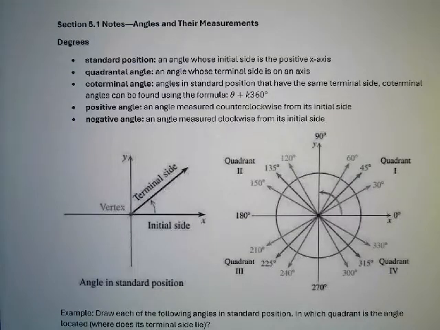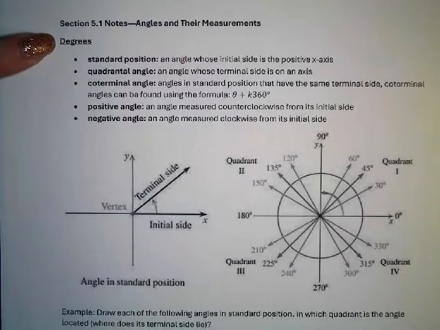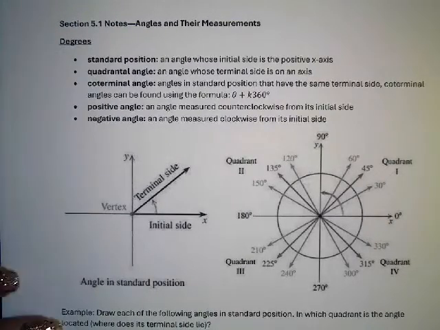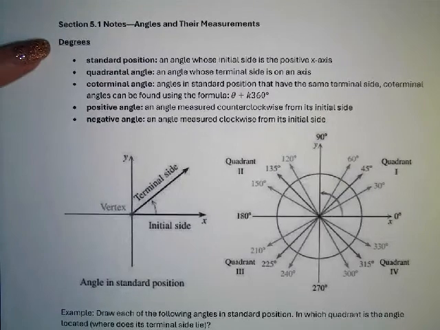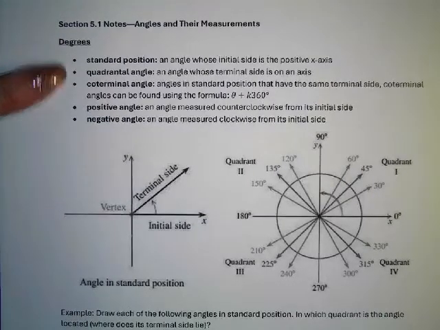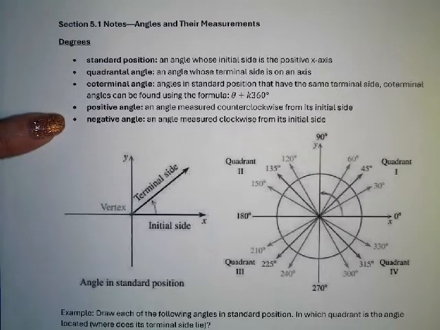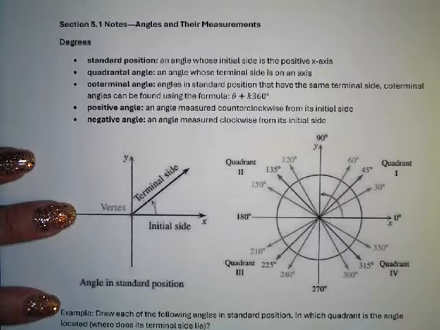This video is on section 5.1 notes, angles, and their measurements. So first, we're going to be talking about the measurement of degrees. And within degrees and within radians too, when we talk about radians in a little bit, there's some different vocabulary terms that are going to be important for you to know and to be comfortable with. Not that I'll ask you to define them, but I'll just be using those terms. And as I use them, you should understand and be able to mentally picture what I'm talking about.